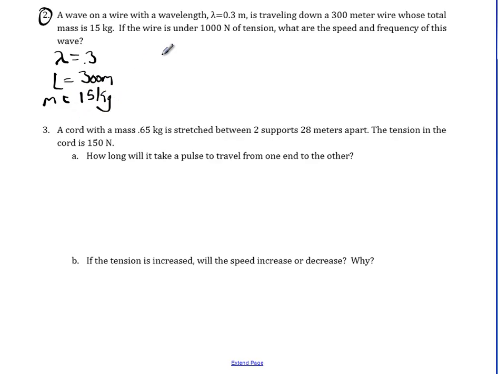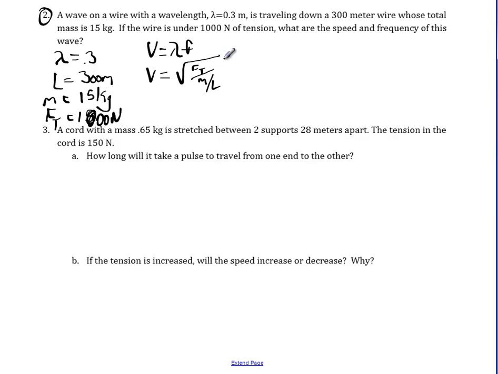If the wire is under 1,000 newtons of tension force, find the speed and frequency of the wave. Well, there's two equations for the velocity of a wave. There's the standard one, which we use a lot, wavelength times frequency. But for a wave on a wire or a string, there's this other equation, the square root of the tension force divided by what I call linear density, or mass per unit length.